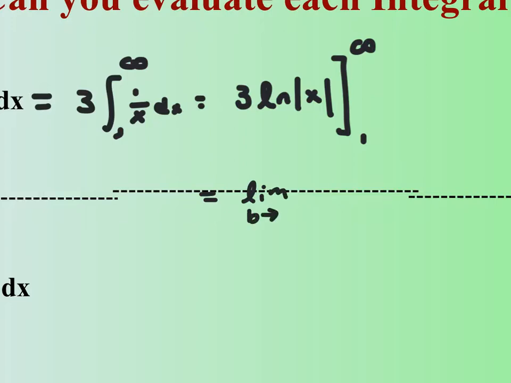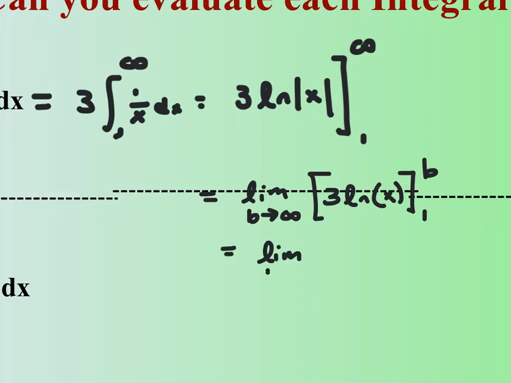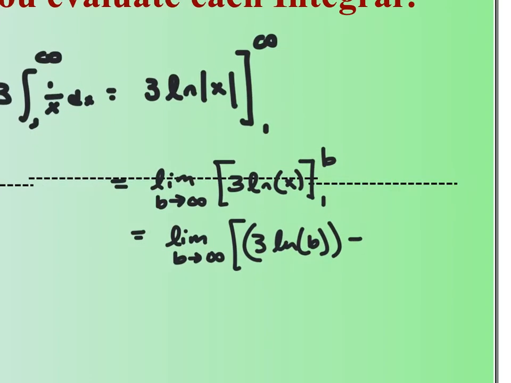So let's take the variable b and then we assign infinity to this variable. Okay, then we do a direct substitution. So the limit as b goes to infinity of 3 ln of b minus 3 ln of 1.